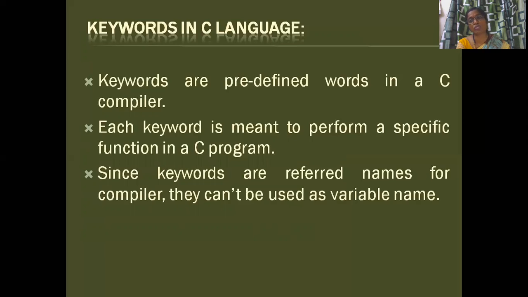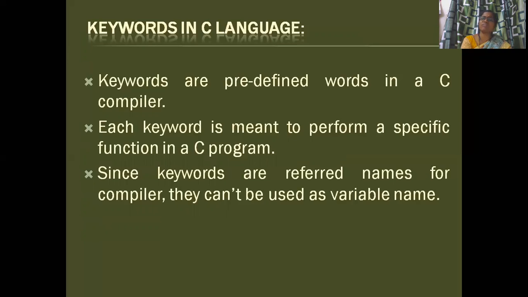In some textbooks, they write it as reserved words also. These words are written only in lowercase, because C language understands these words as keywords. So they have to be written in lowercase only. Okay, so keywords are predefined words in the C compiler. The C compiler understands each is used for only one purpose, so it cannot be used as an identifier. Right? Each keyword is meant to perform a specific function in a C program. Each word has its own work, and it has to perform the same thing.